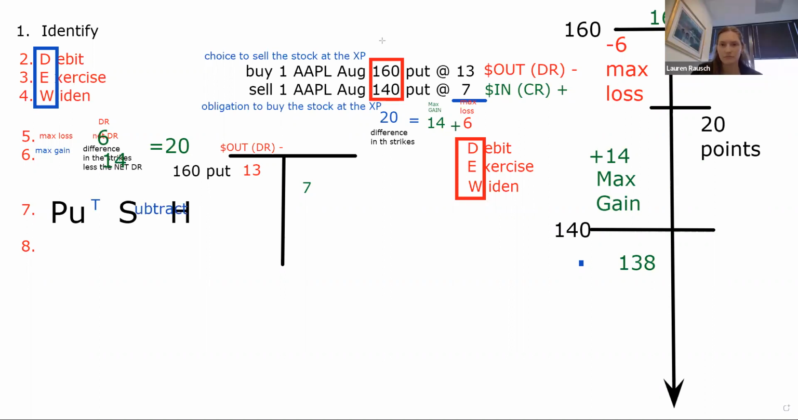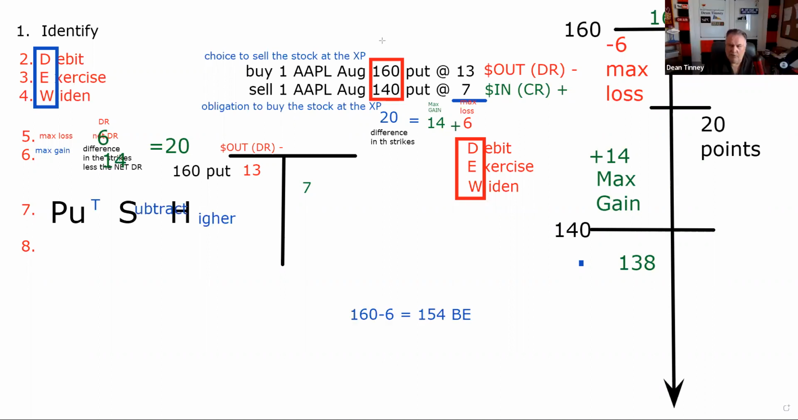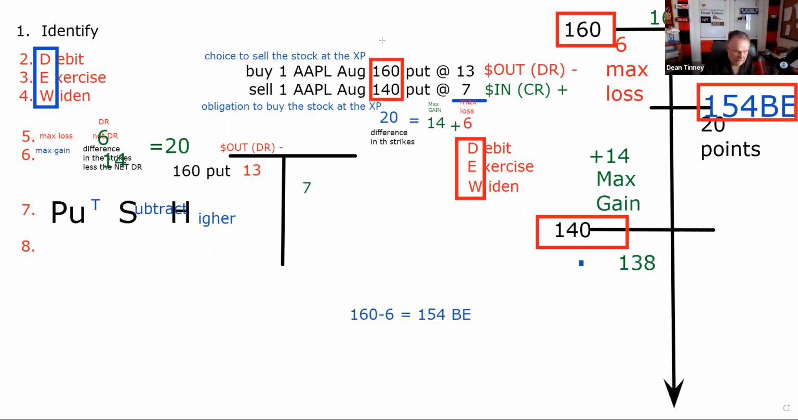We said put subtract from the higher. We got our break even at 154. And so there's our range. 160 to 140 is the range. And we said that break even has to be a number between there. Somewhere between there lies the break even. But by the way, it's kind of bueno because without the spread, our break even was 160 minus 13. But now it's 160 minus 6. We only have to cover 6 points out of pocket. So that's kind of bueno.